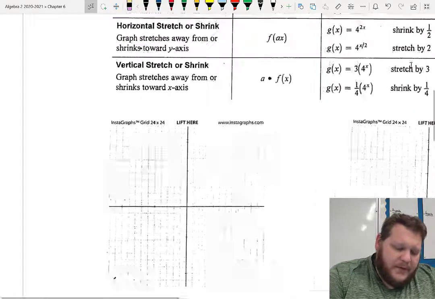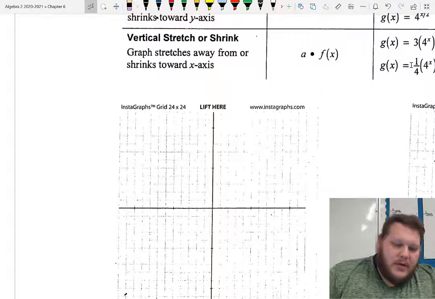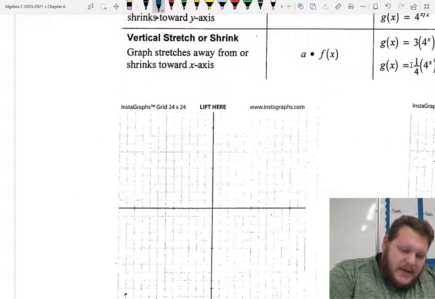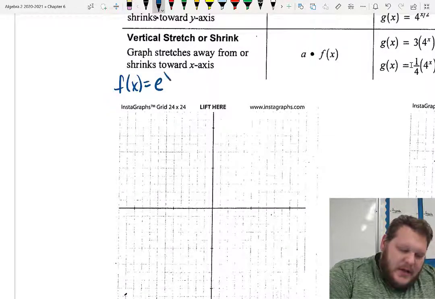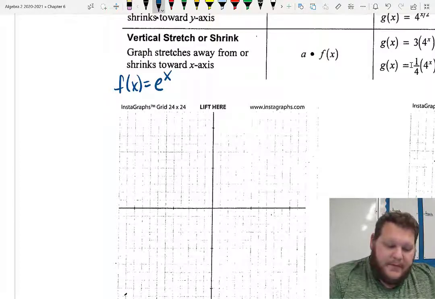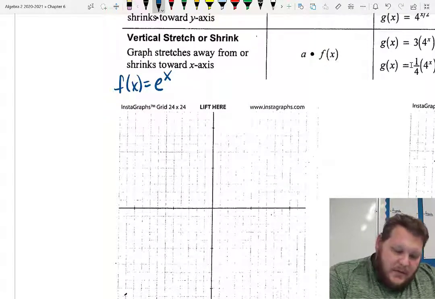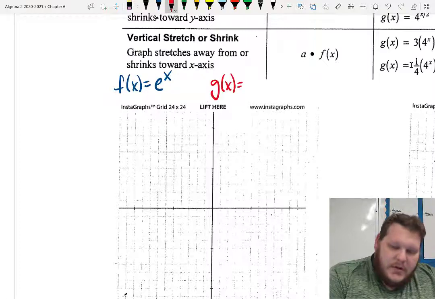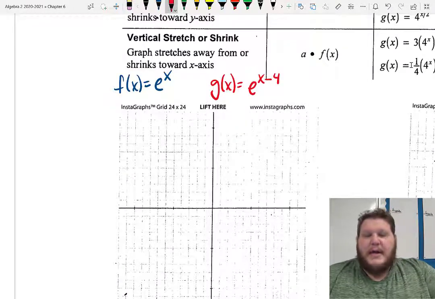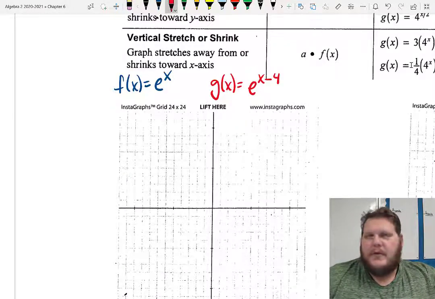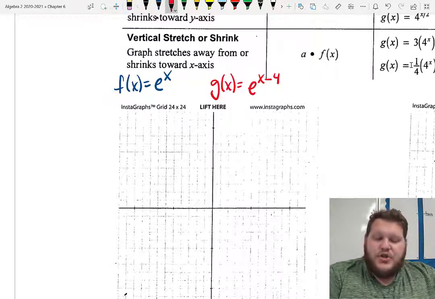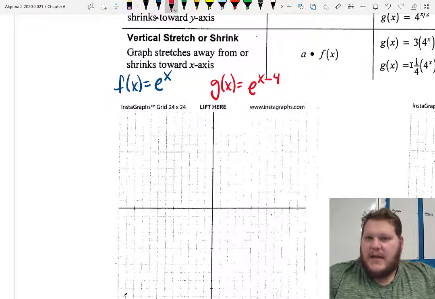For the first one that we're doing, I want to use a function we haven't done like this yet. I want to use our natural number. So I want to use the function f of x equals e to the x power for our parent graph. And then from there, I want to use g of x, our transformed function, as e to the x minus 4 power. Now, usually, most of the time, what you're going to be given is just e to the x minus 4.